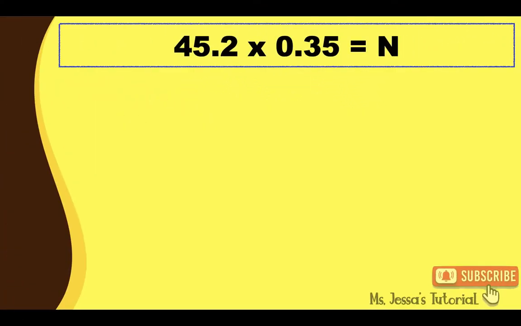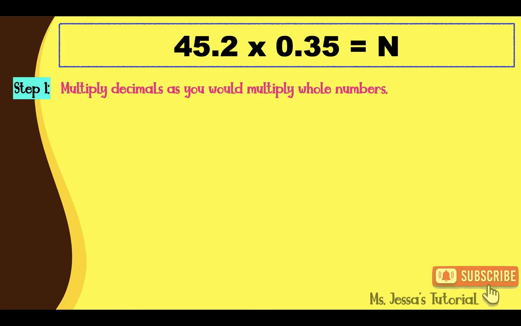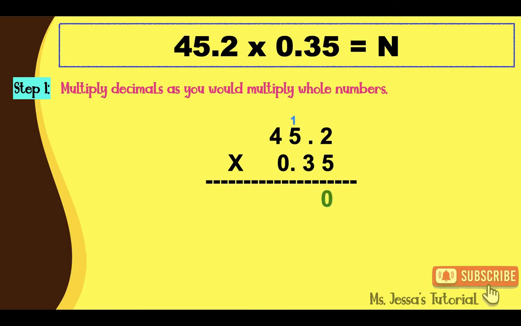Let's have another example. 45.2 times 0.35 is equal to n. Again, for the step 1, you need to multiply decimals as you would multiply whole numbers. So let's begin. 5 times 2, that is 10. Write 0 at the bottom, carry 1 at the top of 5. 5 times 5, that is 25, plus 1 is equal to 26. Write 6 at the bottom, carry 2 at the top of 4. 5 times 4, that is 20, plus 2 is equal to 22.